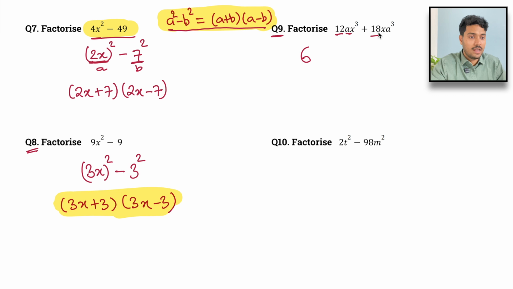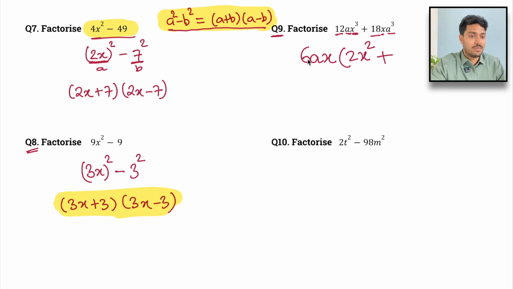Now a and a cubed, so only a is common. x cubed and x, so only x is common. So now 6ax, so 6 multiplied by 2 will give us 12. A multiplied by, we don't have to multiply anything because a is already taken. X multiplied by what will give us x cubed? x multiplied by x squared will give us x cubed. That's how the first term is done.